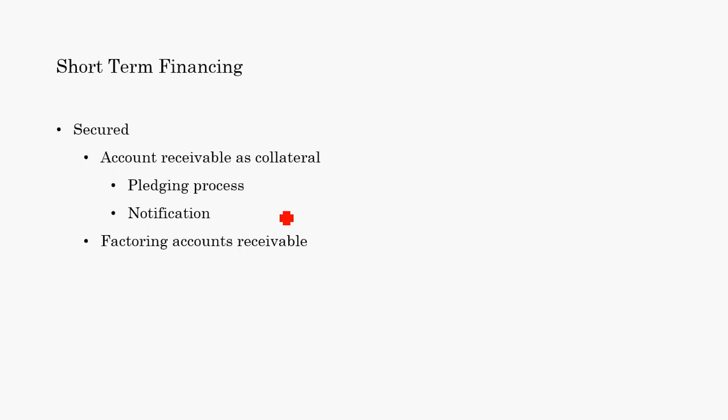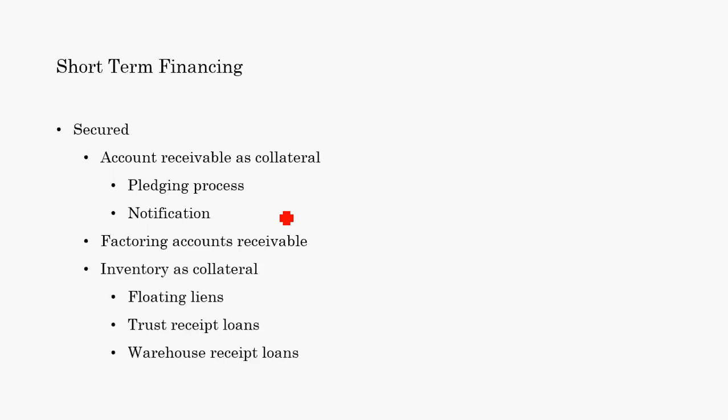So at the end of 20 days, even if the customer has not paid, the factor should still pay 90 rupees to the company, which effectively means that the company does not have any risk of the customer defaulting. Now that risk has been shifted to the factor. Okay, so this is the advantage for a company when it factors the accounts receivable.